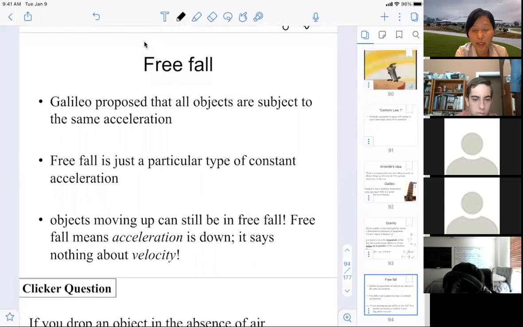All right, that is what we found out by doing experiments: all objects are subject to the same acceleration on Earth. Free fall is really just a particular type of constant acceleration. So we're not really learning anything new. The physics is still the same.